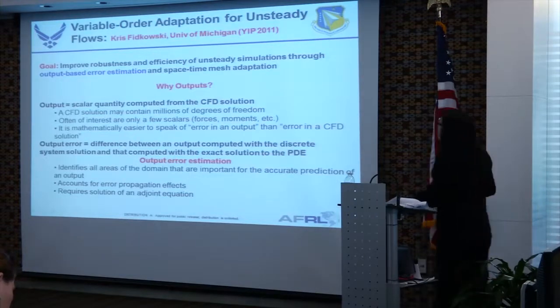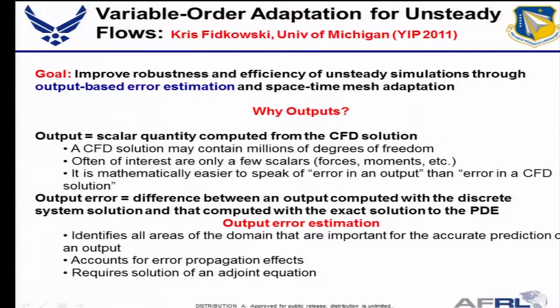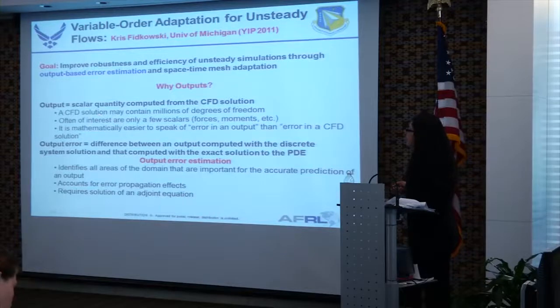Okay. Now, this is the other technique, and this is a variable order adaptation for unsteady flows. A lot of times you want to do, for example, mesh adaptation, right? And the way you try to do your mesh adaptation is to adapt around the place where your error is going to be larger. So what do you mean by error, though? I mean, a CFD solution is a large solution, millions of degrees of freedom, and it's very expensive to get a CFD solution.